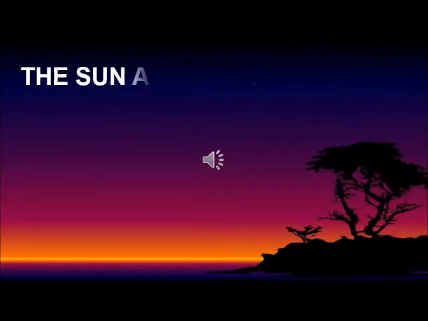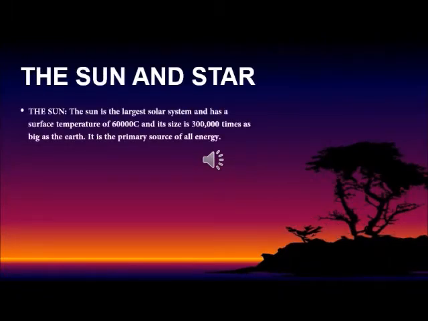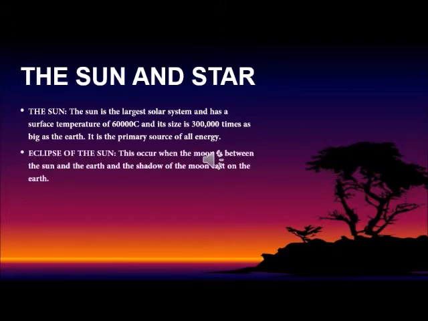The sun and star. The sun is the largest in the solar system and has a surface temperature of 6,000 Celsius, and its size is 300,000 times as big as the Earth. It is the primary source of all energy. Eclipse of the sun. This occurs when the moon is between the sun and the Earth, and the shadow of the moon is cast on the Earth.